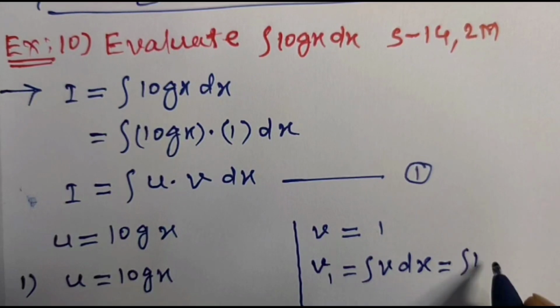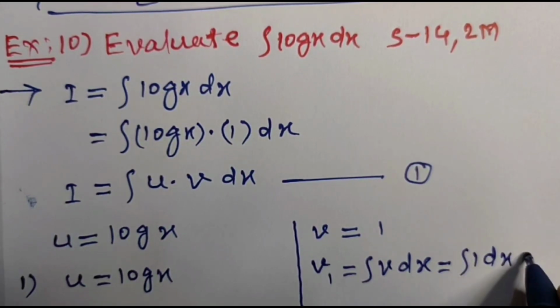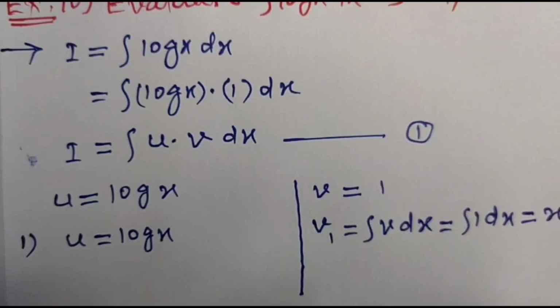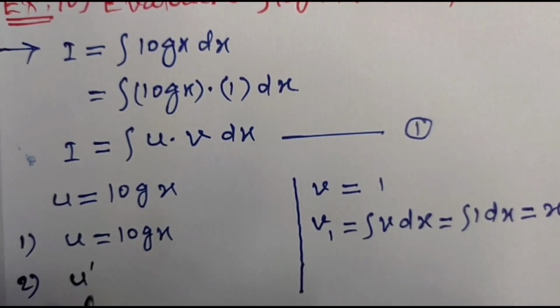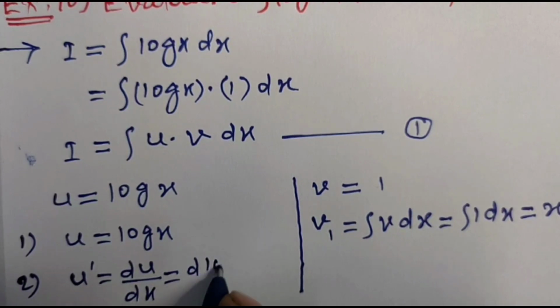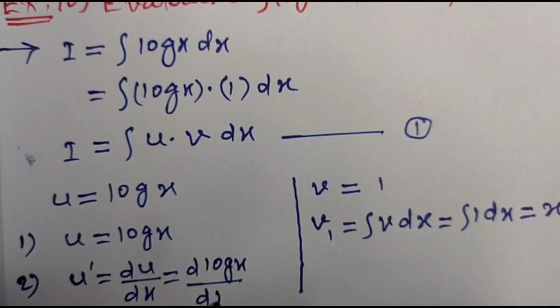So the integral of 1 with respect to x is equal to x. Now the second term we have to find out is u dash. U dash is nothing but the derivative of u with respect to x. But u is what? Log x. So we need the derivative of log x with respect to x.